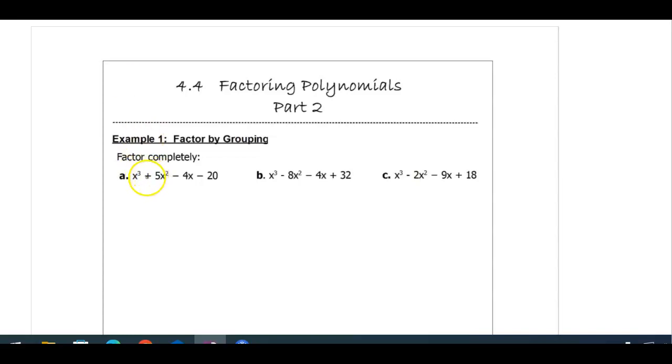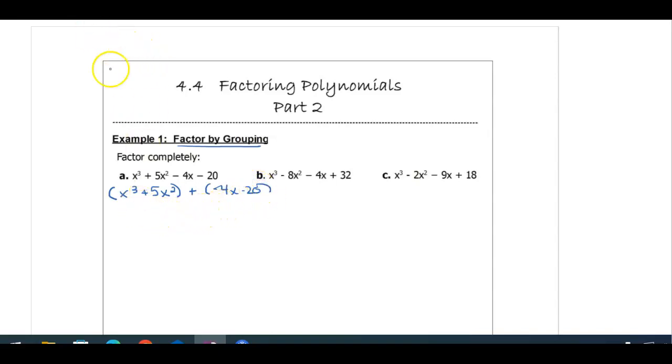All right, guys, so this is section 4.4, part 2. And in this case, in example 1, we're going to factor by grouping. This is just more factoring in a different variety. We factor by grouping, typically speaking, when we have 4 terms. So I'm going to group these terms in pairs of 2: x cubed plus 5x squared plus a negative 4x minus 20.